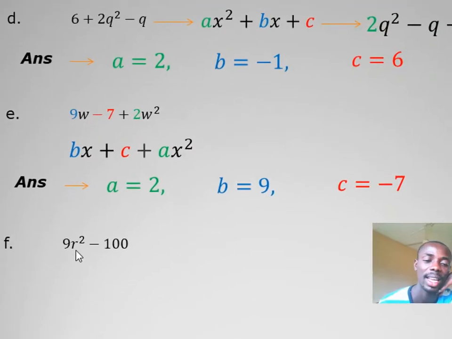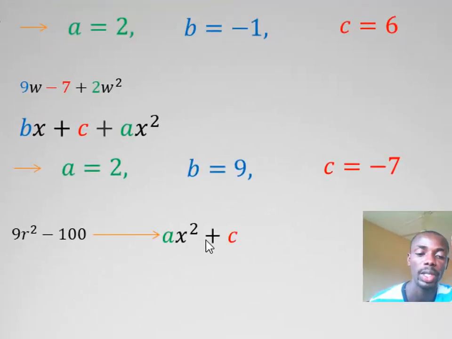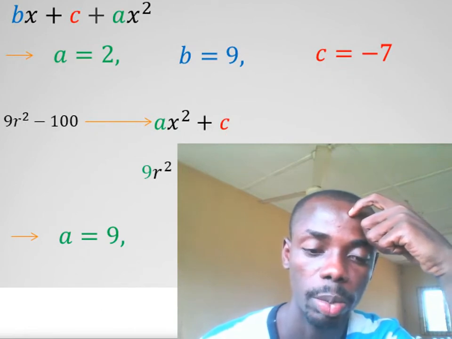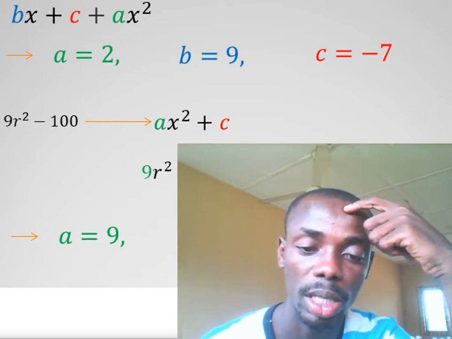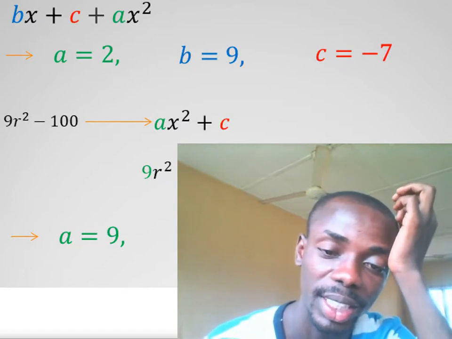So this is 9r squared minus 100. What is our A going to be? Comparing it with this format, that's going to be ar squared plus c. In this format, we are not having B, or our B is not expressed. Why? We are not having r, no r. So our B will be equal to 0, because r is not expressed. We only have r squared and a constant. Then our C will be minus 100.